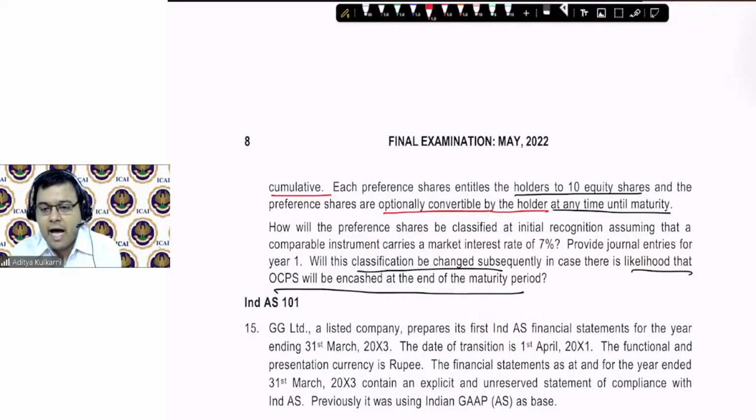equity shares and they are optionally convertible. Optionally. Is it mandatorily convertible? Answer is no. Optionally means tomorrow the holder can get up and demand cash from you. Can the holder demand cash from you for the principal amount? Answer is yes. So therefore, is there a liability sitting on our head? Absolutely. There is a liability for the principal amount that is sitting on your head.